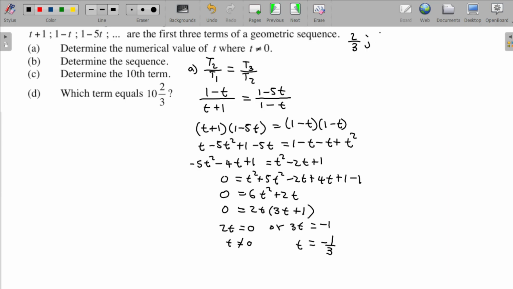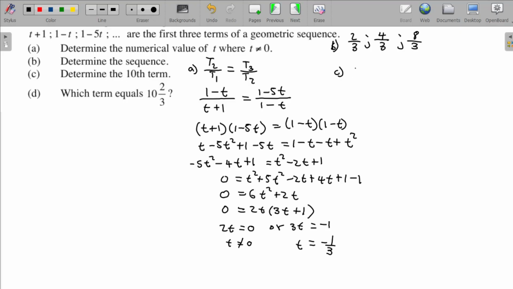That is, the second one is 4/3. Then the last one, 1 minus 5 into -1/3, and then we get 8/3. Now that's the sequence that they are looking for. After finding that sequence, that is number B. And then C, they're asking us to find the 10th term.